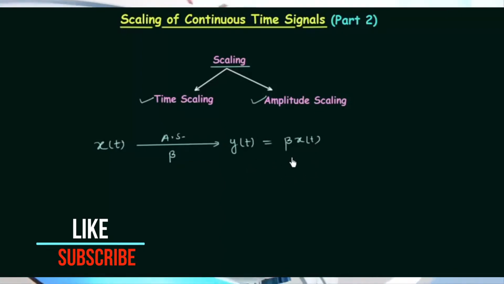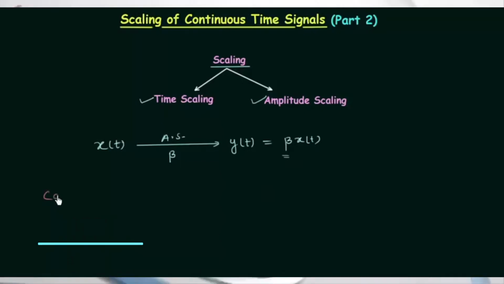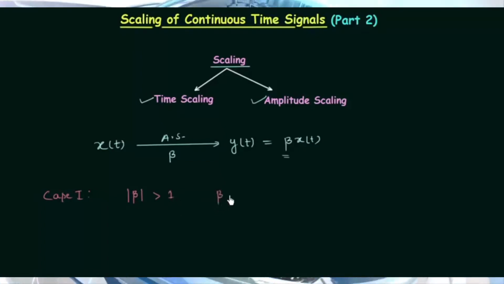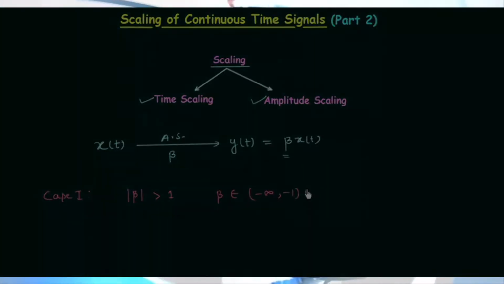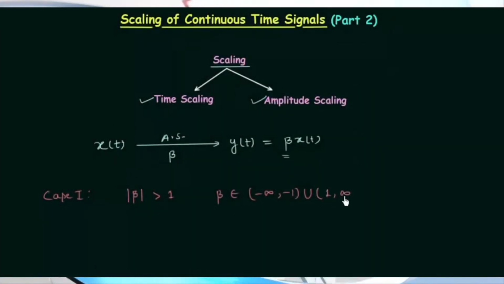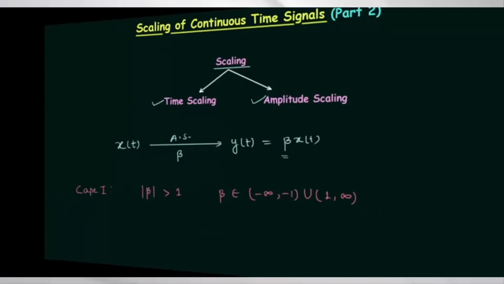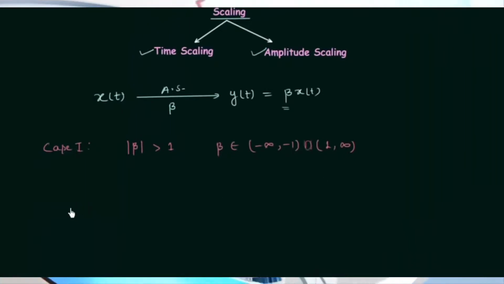Now depending on the value of beta, we have two cases. In case number one, mod of beta, or we can say absolute value of beta, is greater than 1. Therefore, range of beta is from -infinity to -1 union 1 to infinity. This is the range of beta, and I will take the original signal, which is defined like this.